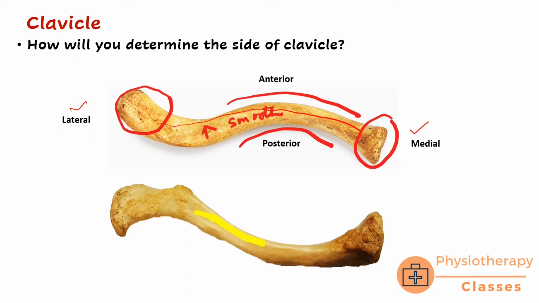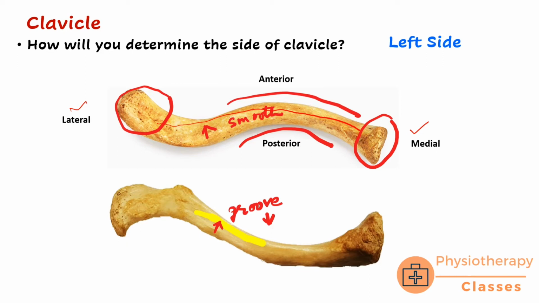Superior surface is smooth. You can see here the superior surface is smooth, whereas if you look at the inferior surface, there is a groove, right? In this groove which you see here, this is known as subclavian groove. So because of these, you will be able to determine the side of the clavicle, and this clavicle belongs to left side.